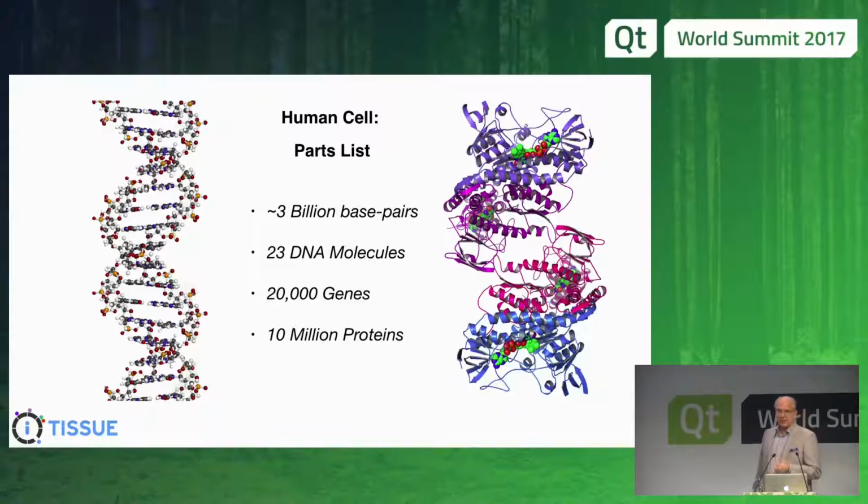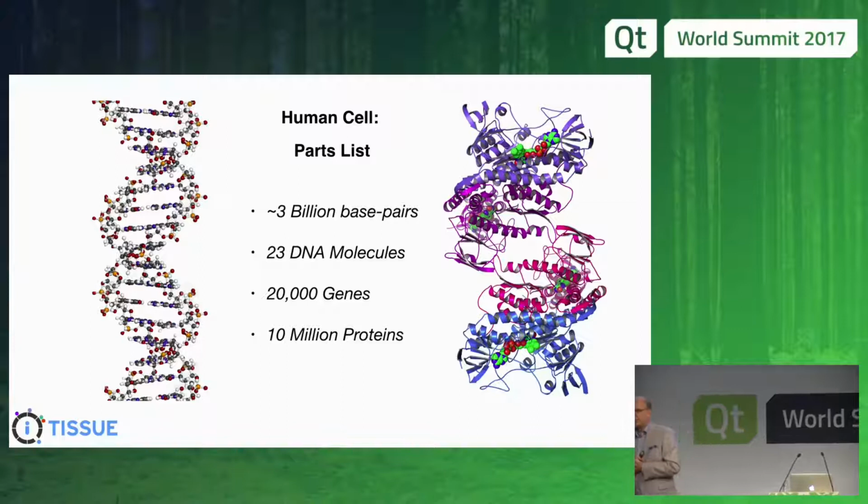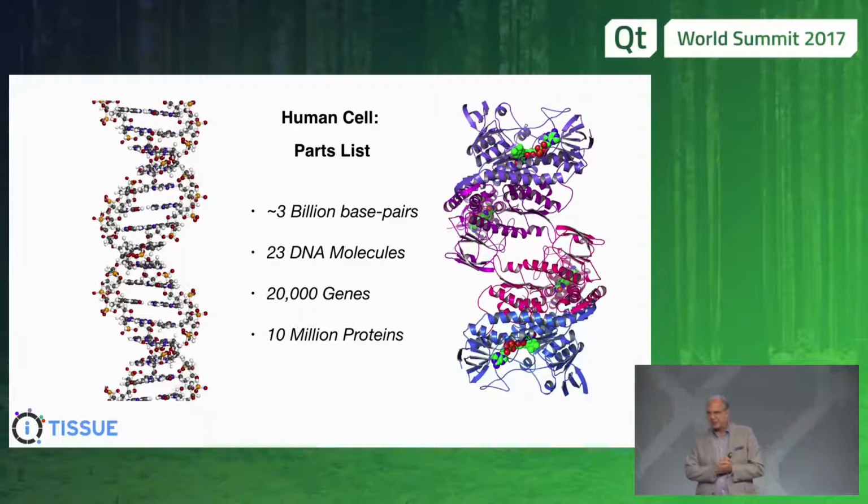So what is the part list of a human cell? First of all, there are 3 million base pairs that build up DNA molecules, and there are 23 of those DNA molecules in a human cell. That translates into about 20,000 different genes, and those genes are used to read out and build the individual proteins that determine the cell functionality, and there are about 10 million of those.